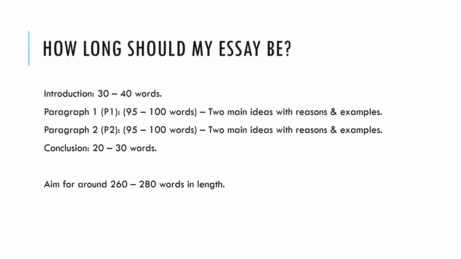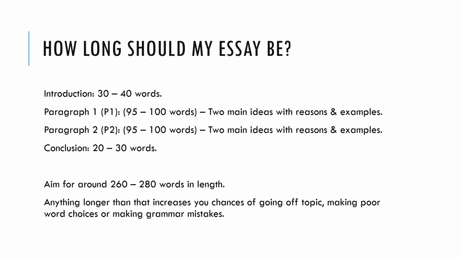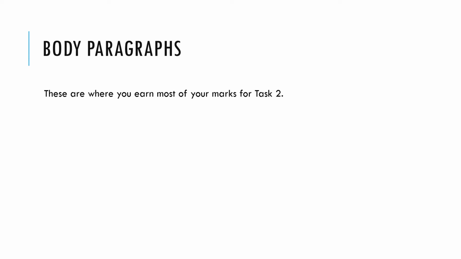Aim for around 260 to 280 words in length though, not 250. But anything longer than that will increase your chances of making mistakes. It could be going off topic, could be making poor word choices, or it could be just making more grammar mistakes. We want to try and reduce our chances of losing marks. In your body paragraphs, this is where you earn most of your marks for task 2 writing. Spend most of your time crafting these. You should aim to have only 2 paragraphs. You can have 3, but really, for a well-balanced essay, it is better to have only 2.